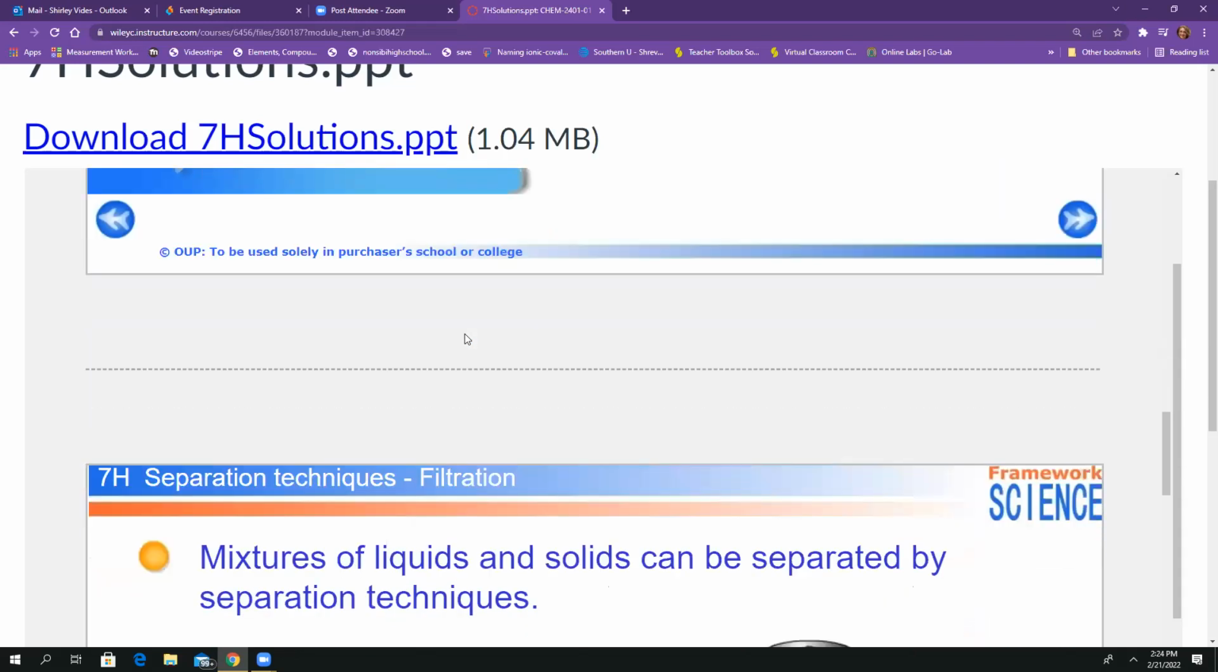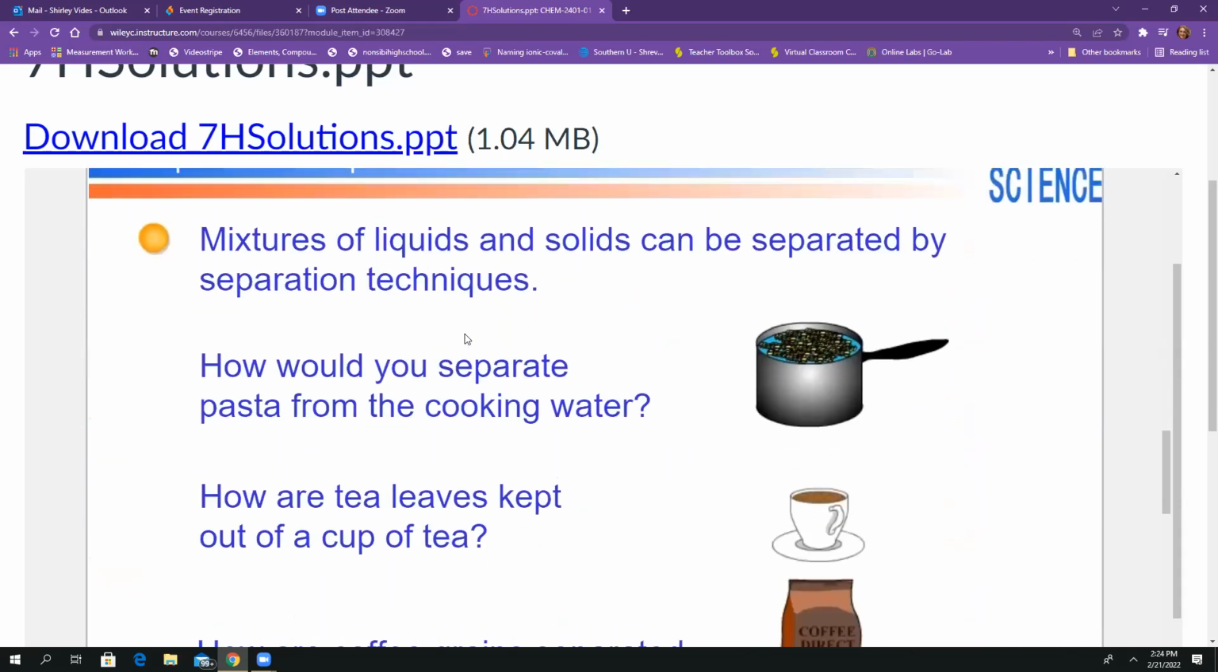The next thing is the separation techniques. In order for you to separate a mixture, and a mixture can be just anything that has two things or more in it, think about how you separate the pasta from the cooking water. And the answer is with a strainer or with a colander, whatever you call them, that's how you do it.